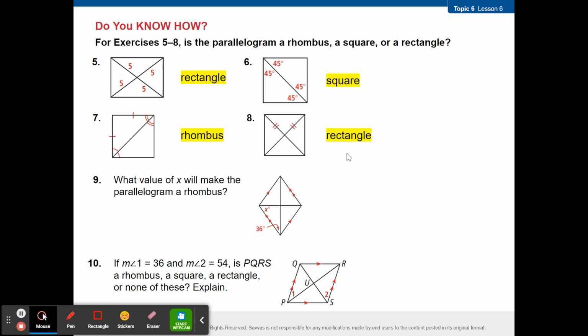Good questions. Any other question? How about 9? Who's got 9? 54. Nice job. How about 10? Rhombus. Good job.